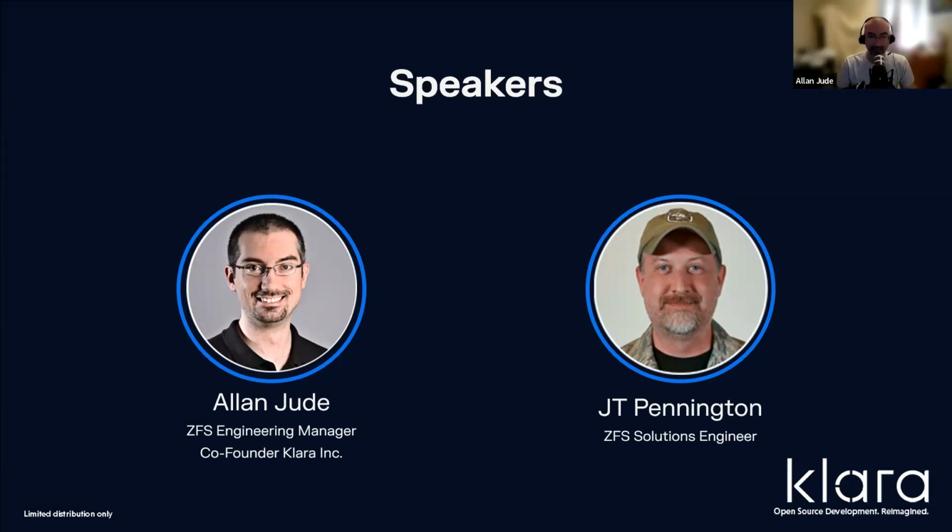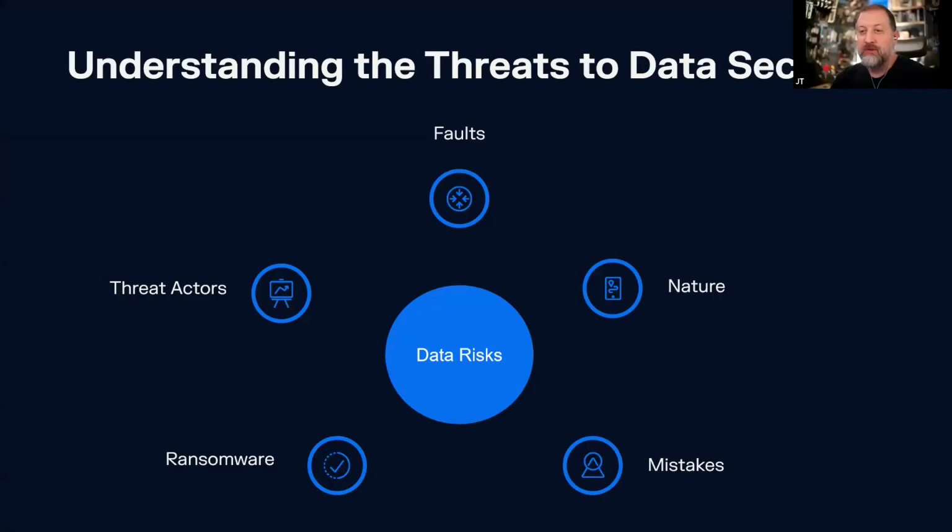Let's start off by talking about what are the different types of threats that are faced by your data. There are different types of threats that can compromise data security, including malware, human error, data breaches, etc. We're going to break them down into 5 categories: faults, nature, mistakes, ransomware, and threat actors. So faults would be hardware failures, and these come in all shapes and sizes. It usually can be solved by actually swapping out that component.